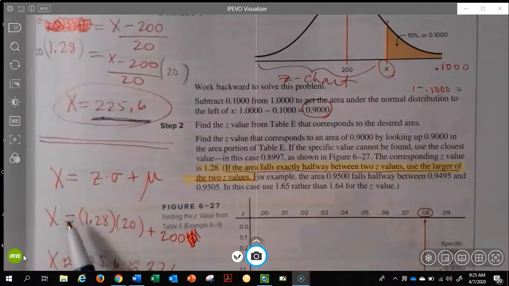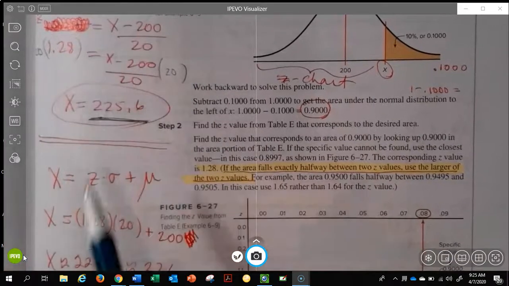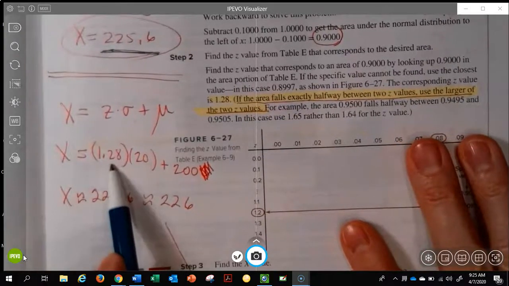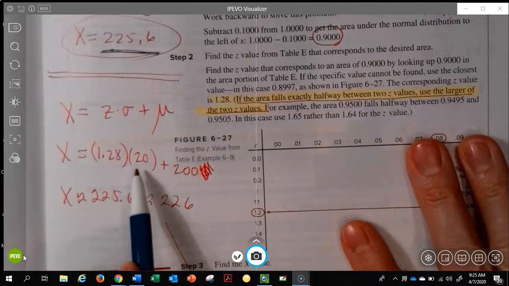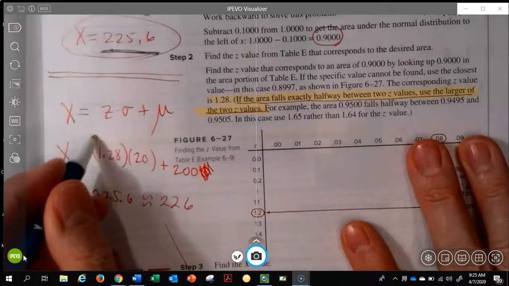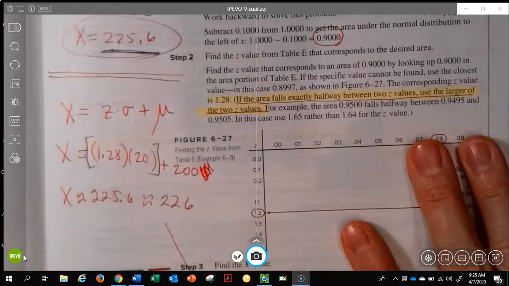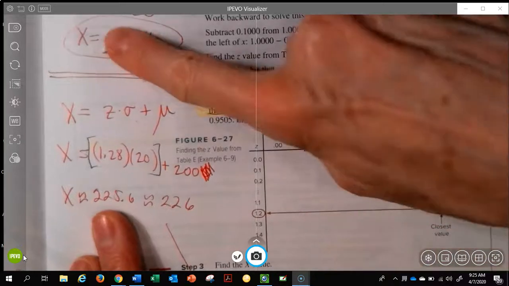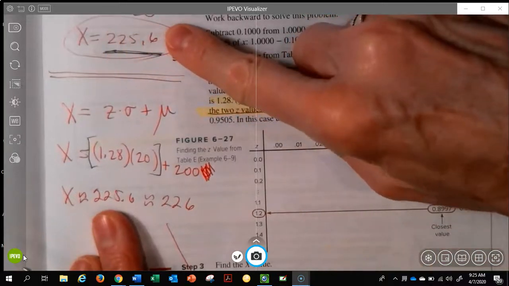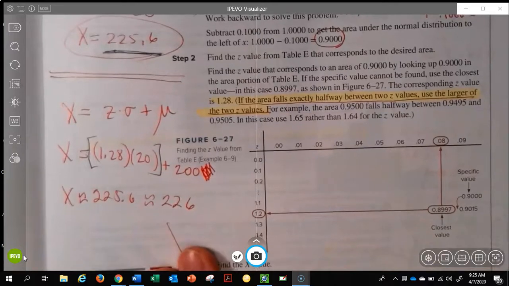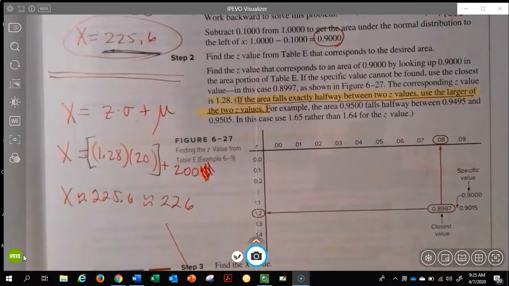225 and 6/10. If you don't like my algebra, then all you've got to do is come down here, punch in the z-score we just got, times your standard deviation, and then add in the mu. Just make sure that you're smarter than your calculator. Use parentheses as needed. Either way we go, we're getting this 225.6, and then you have to figure out what to do with the answer. I would look on the test to see where I'm asking you to round it to, or you just make a choice and round it accurately.